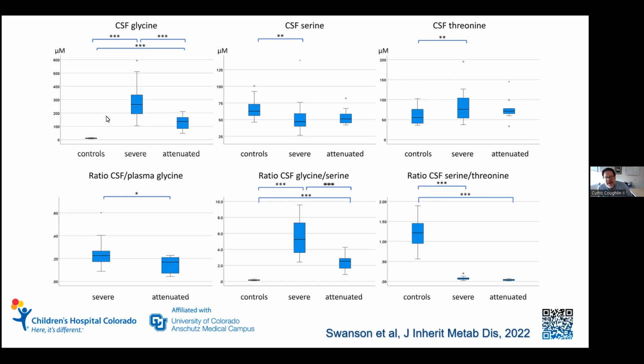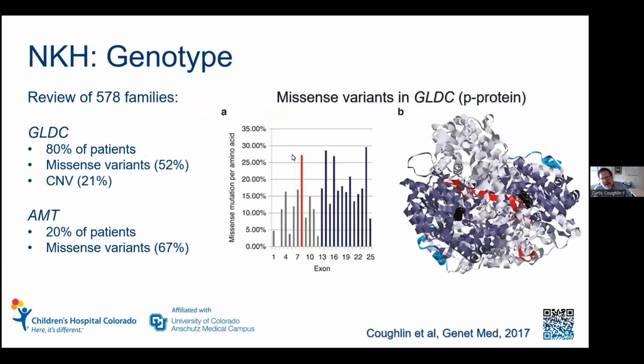You can see here in the top left that CSF glycine, in general, not a surprise to anyone on this call, the higher your glycine is in CSF, the more likely you are to have a more severe phenotype. But there certainly is some significant overlap between the attenuated and the severe kids with this disease. We can see the same thing for CSF glycine and serine. What was really interesting in this paper, and it's a small number of patients, was that it really is helpful to get all of these biomarkers. So that's the biochemistry of NKH.